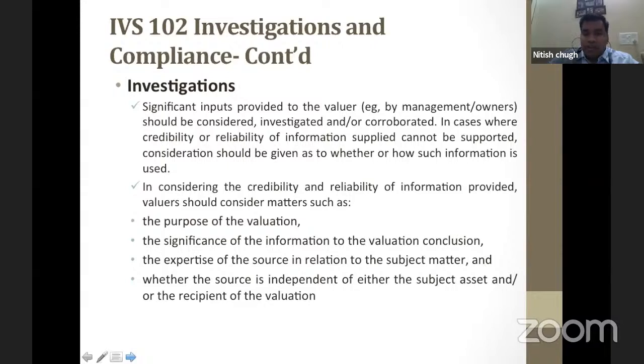IBBI requires this to be done by a registered valuer. If you include another valuer's report or a portion of it in your report, you cannot abstain from your responsibility. You have to check it for appropriateness. Whether the source is independent of the subject asset and or the recipient of the valuation.